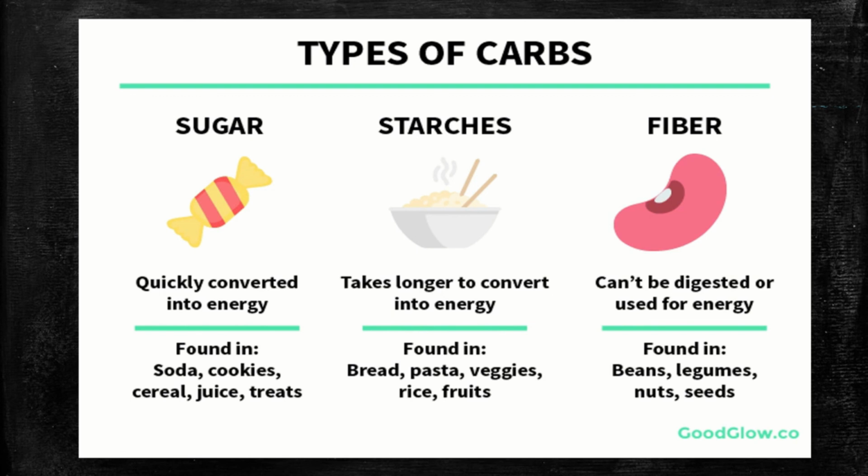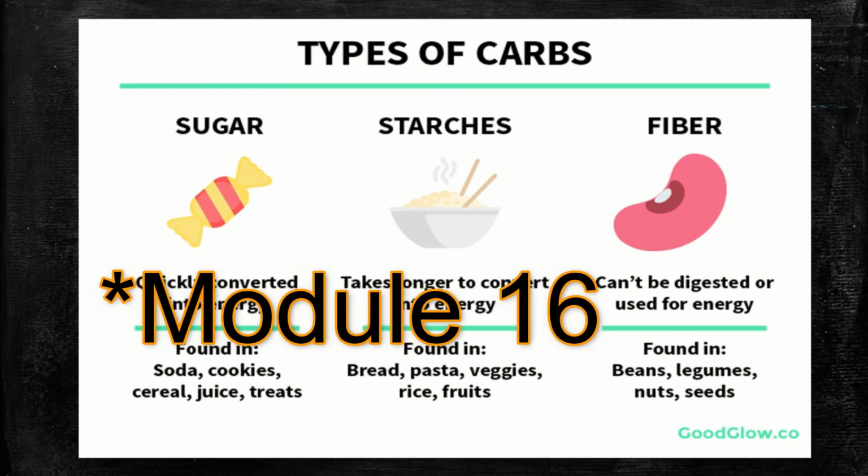So, we cannot get energy from fiber. However, this is still good because it aids in the digestion of food. This is the reason why people who eat fiber or fiber-rich foods have more regular bowel movements. Okay, so that's it for module number 17, which is about carbohydrates.